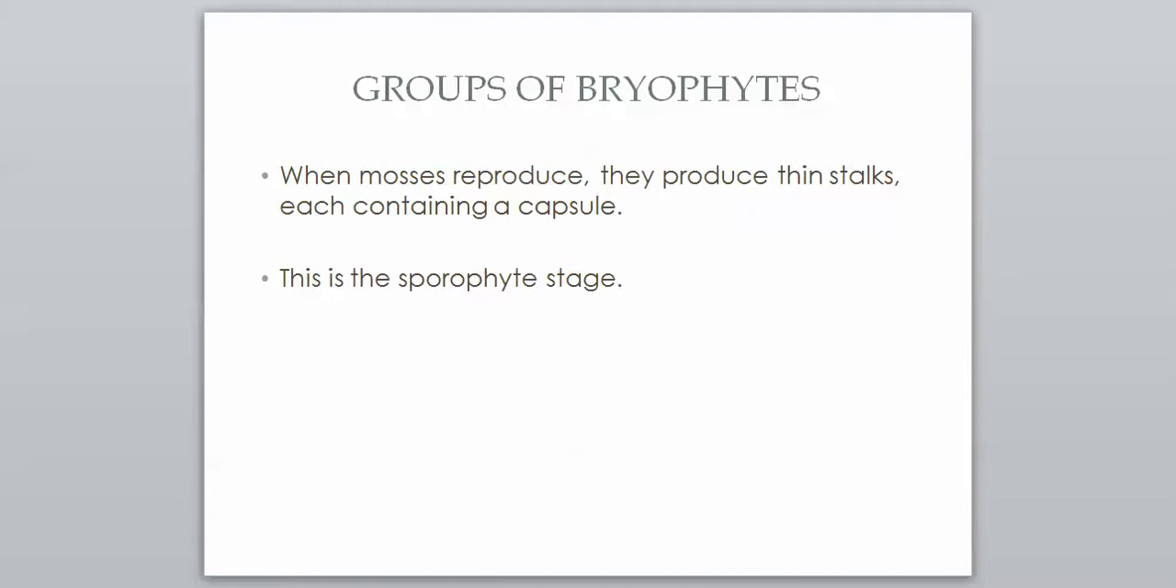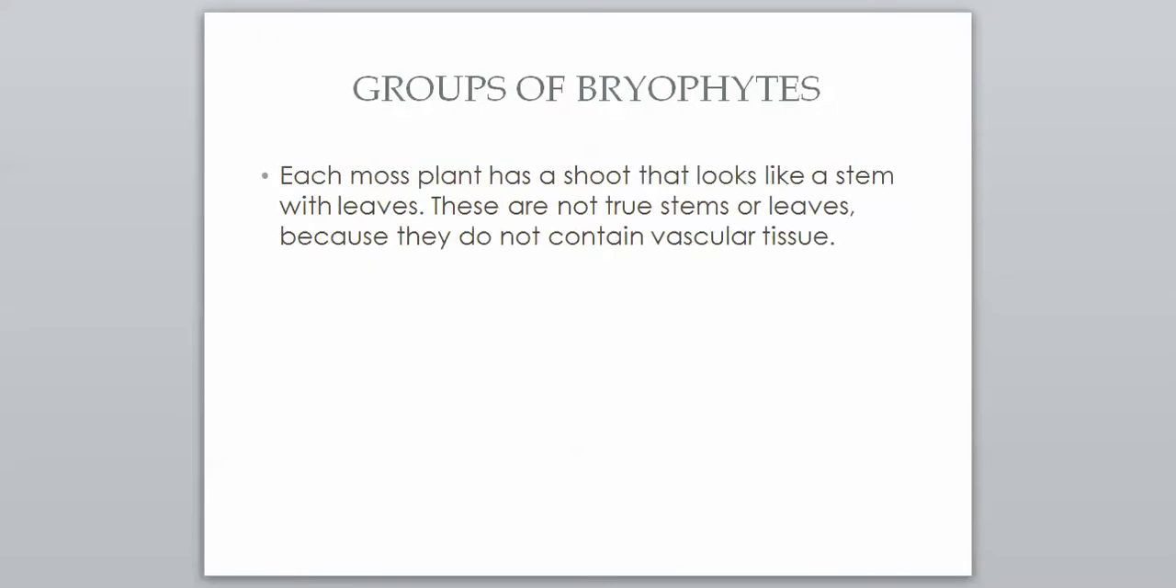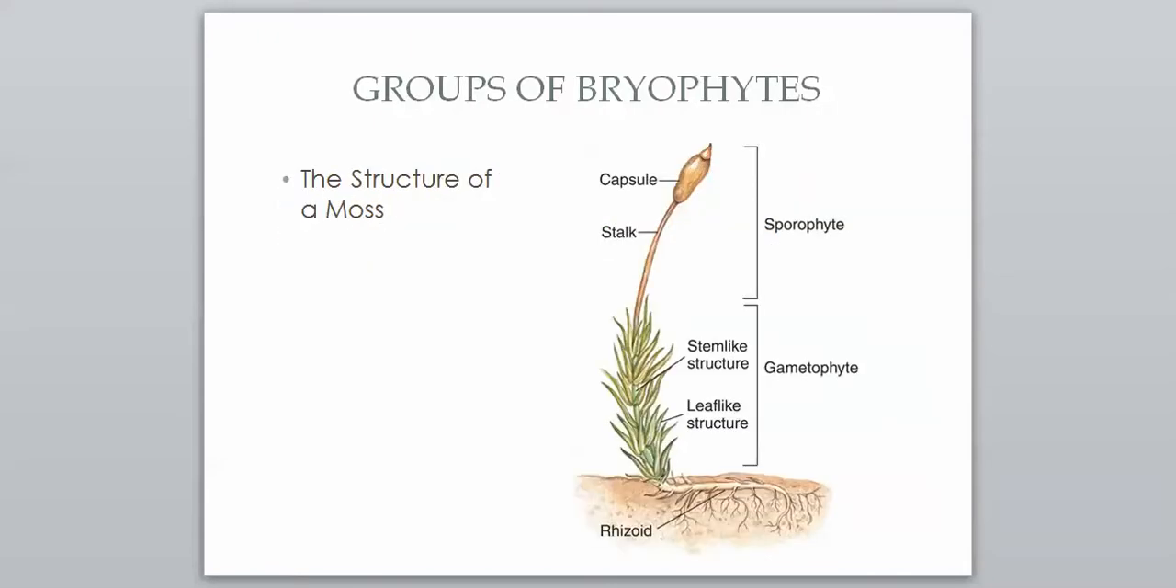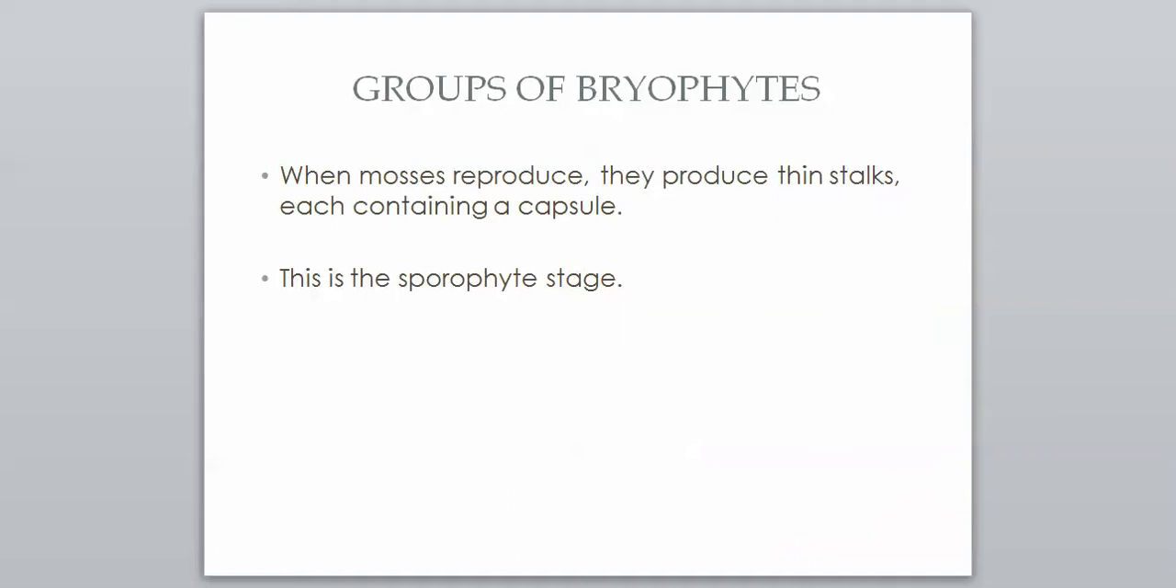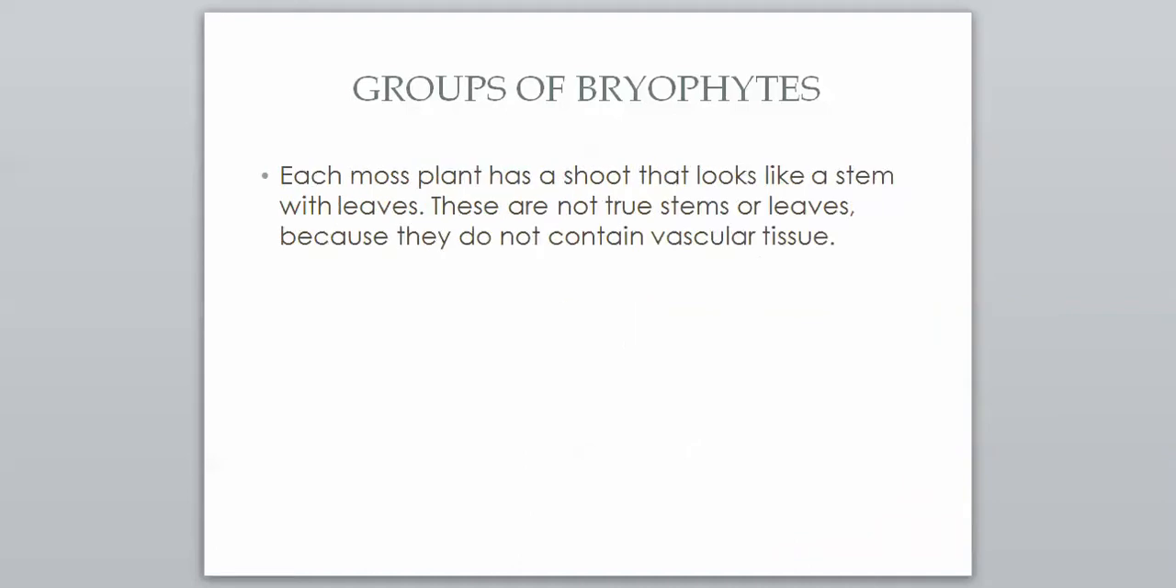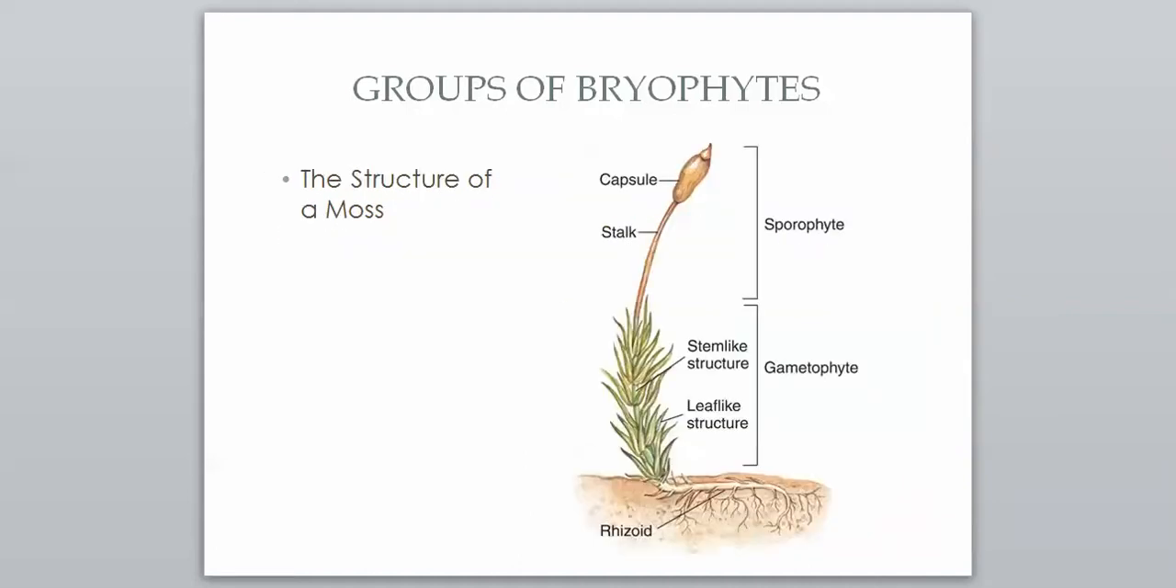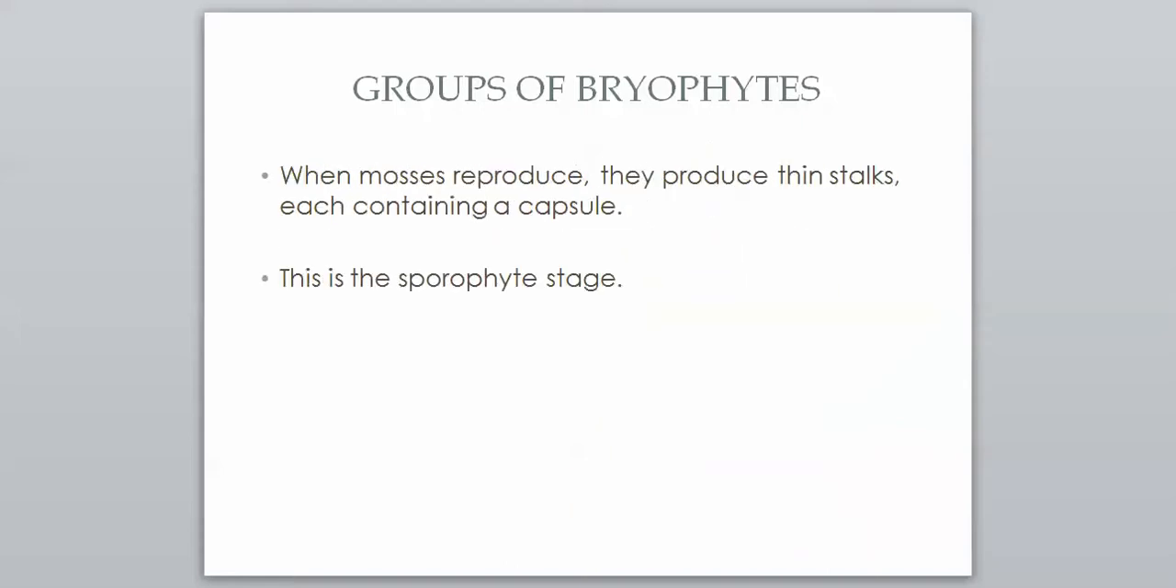And then when mosses reproduce, they produce those thin stalks right here, each containing a capsule. This is the sporophyte stage. So this is the stage we're not going to see as often, but it's the part of alternation of generations that is considered the sporophyte stage.